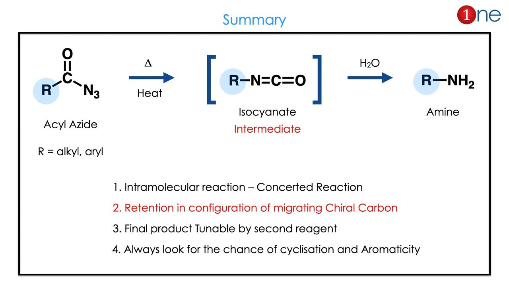Let us summarize the facts we have seen. The Curtius rearrangement is a conversion of acyl azide into amine. The intermediate will be isocyanate, actually through nitrene. Here the R group migrates to nitrogen. Since the mechanism is concerted, it is intramolecular. The chiral carbon doesn't change during the reaction, hence the retention of configuration. The final product, which is tunable by the secondary agent, always look for the chances for cyclization and aromaticity.